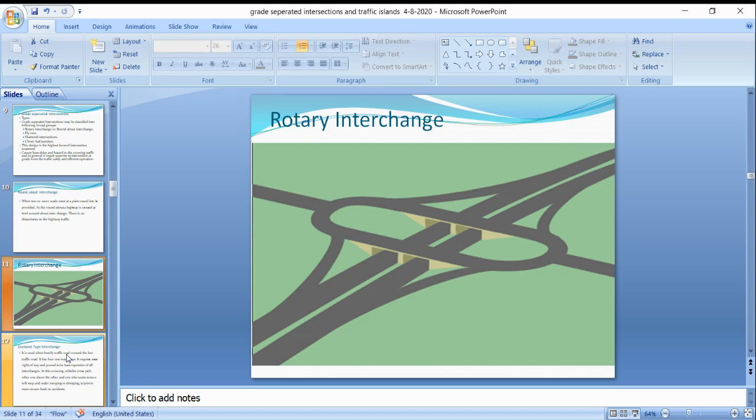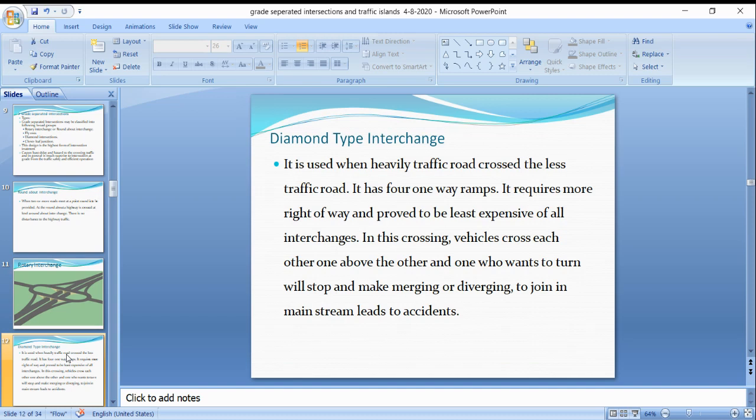Here you can see in the figure, the bottom road is going, and it will come and turn like this. The road below will come and join the road above, take a circle turn, and then go to the other road. Like this it will not disturb the highway. So this is the rotary interchange.